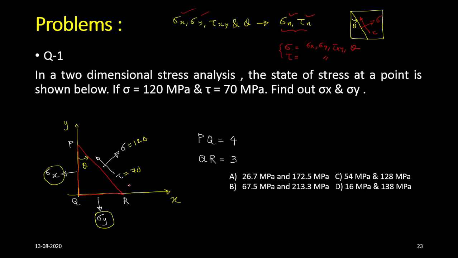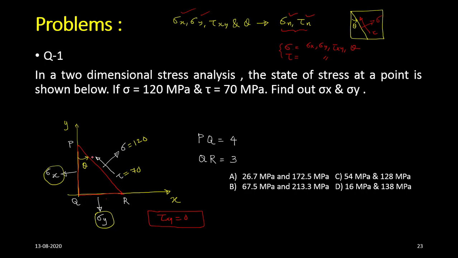Okay, so let us see what the given data is. The tau xy is not given, no value is given for the shear stress on the x and y faces, which means this tau xy is 0. So we have to find only sigma x and sigma y.